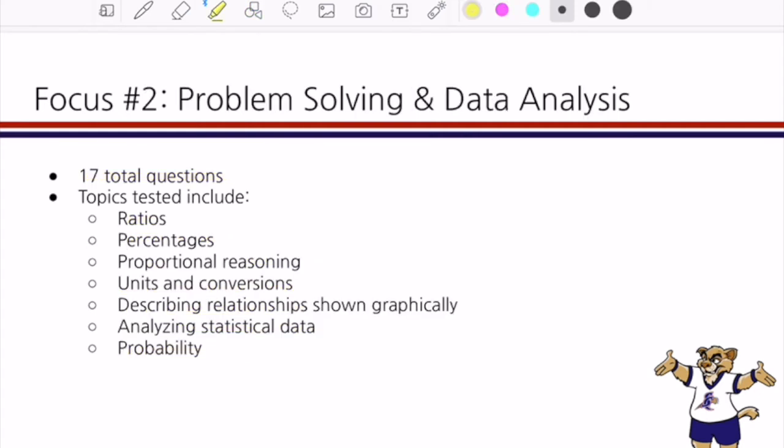The second focus for topics for the SAT math test are problem solving and data analysis. Out of the 58 questions on the test, 17 of them come from this focus, which include ratios, percentages, proportional reasoning, units like unit rates and conversions, describing relationships that are shown graphically, so interpreting graphs, analyzing statistical data, and then some questions about probability. And so here, looking at the blue check marks, these are the ones that we've specifically covered in our class this year. So again, our course has covered in some capacity each of the topics that are tested here on the problem solving and data analysis questions on the SAT math test.